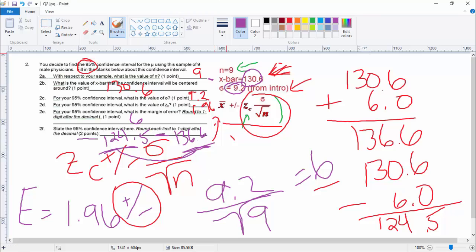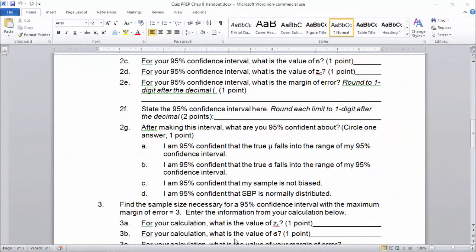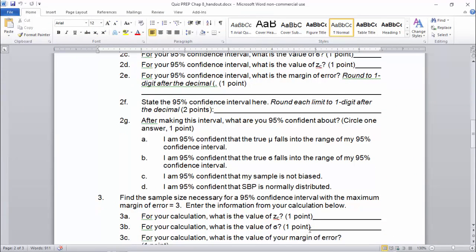So let's go on. Okay, on that last slide, I didn't have 2G. I just had it up to 2F. So I just wanted to handle that. So after making this interval, what are you 95% confident about? Well, let's look at the choices. A says I'm 95% confident that the true mu falls into the range of my 95% confidence interval. We were just talking about that. So that's the answer. But I just want to show you the wrong answers.